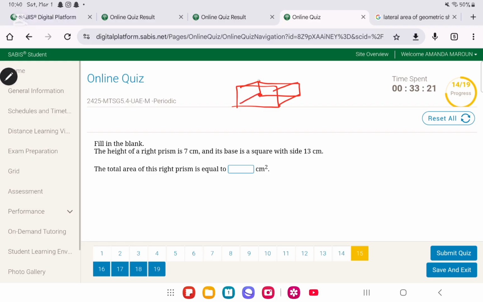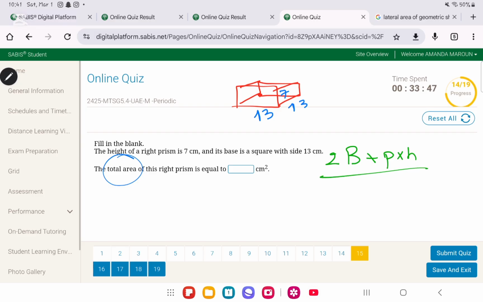This is the prism that we are dealing with. We have that its square base has a side 13 centimeters, so 13, 13. And its height is 7 centimeters. They need the total area of this right prism. Personally, there's many ways to do it. The surface area of any prism is the equation 2 times the area of the base plus the perimeter times the height. You can do it like this.